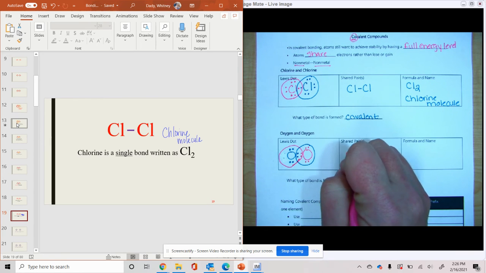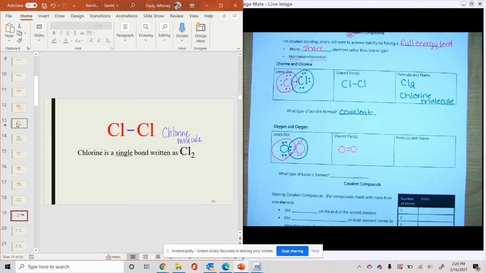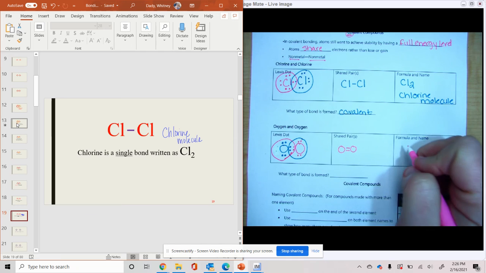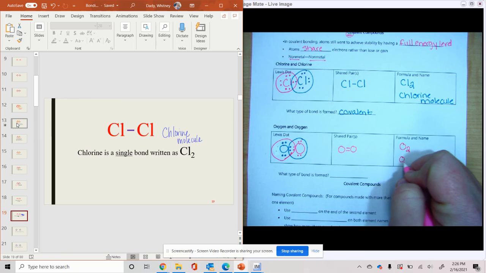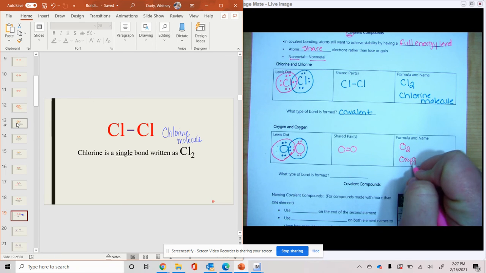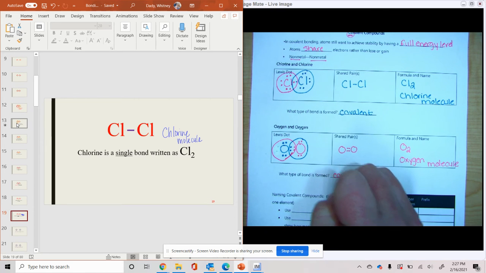So it would be abbreviated like this. And that's a double bond, which you'll learn more about when you get to chemistry. Your formula is going to be O2. And again, because it's just 1, it's going to be an oxygen molecule. This is a covalent bond.